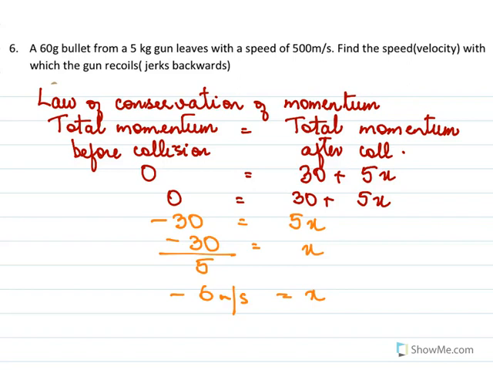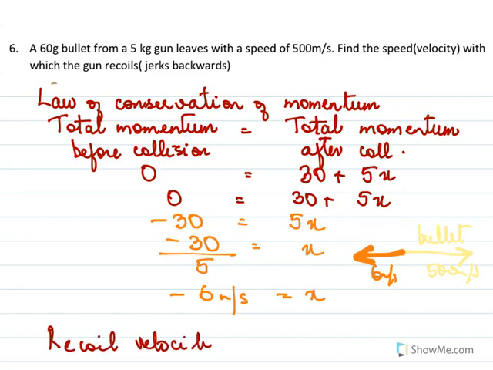Now why did we get a negative? Because if the bullet is moving in the forward direction with 500 meter per second, the gun is moving in the backward direction with 6 meter per second. So it recoils. So the recoil velocity of gun equal to 6 meter per second.